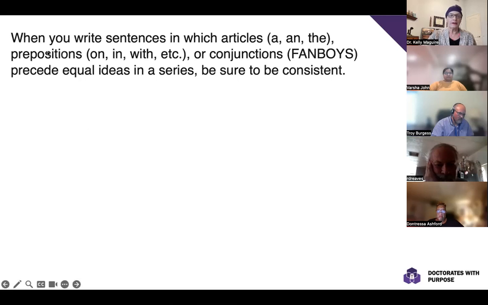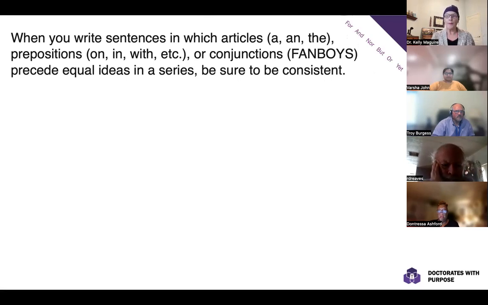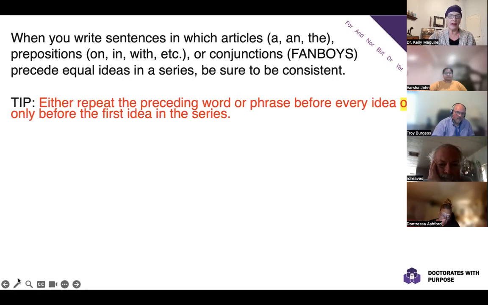All righty. So here, when you write sentences in which there are articles, so our articles are a, an, and the, any preposition like on, in, with, above, below, against, or conjunctions, and those are our FANBOYS. For those of you that don't know, the FANBOYS are for, and, nor, but, or, yet, and so. If we have those words in the sentence, if they precede equal ideas in a series, you just have to be consistent. And I'm going to show you some examples of how this can work.